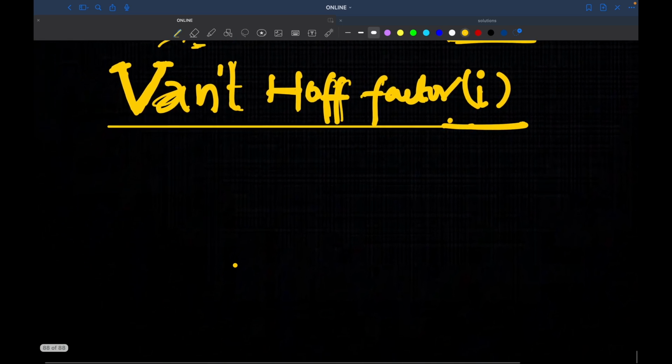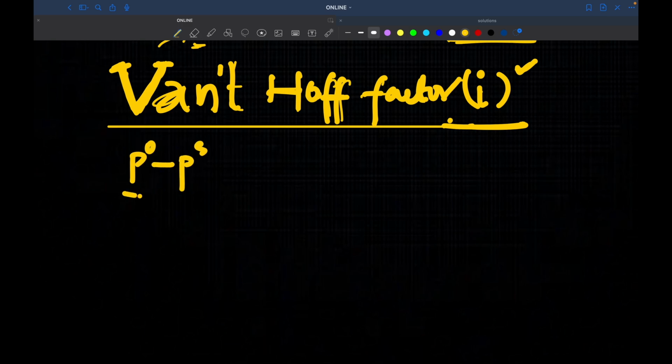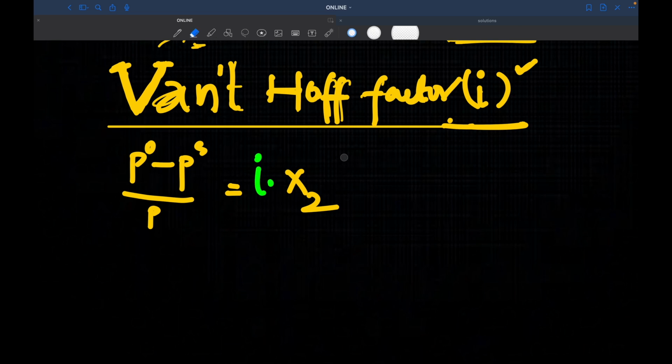So according to the Van 't Hoff factor, the colligative property calculated should be corrected by the Van 't Hoff factor. What is the meaning of it here? We have RLVP, that is P naught minus PS by P naught equals x2. Here you have to multiply it by the Van 't Hoff factor i. We'll see what the value of i is later.